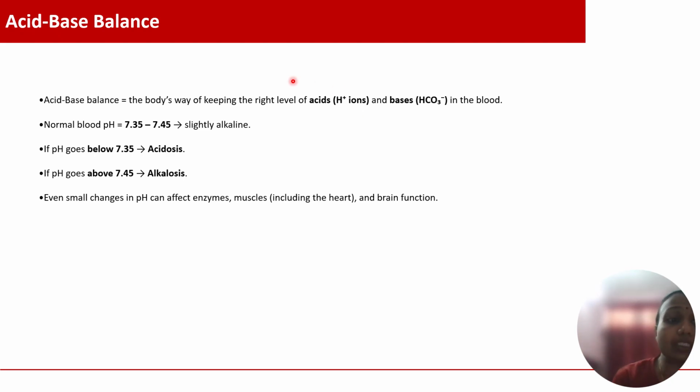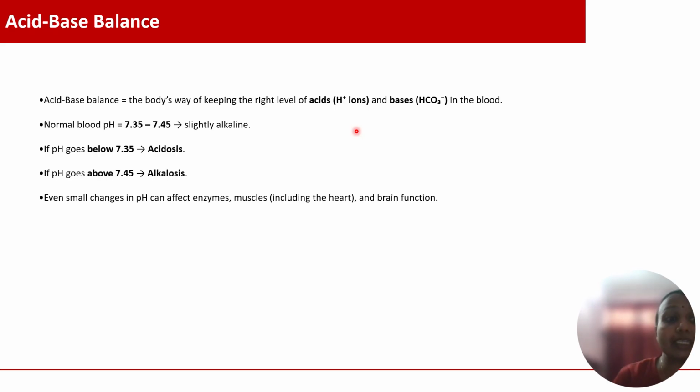If carbon dioxide stays too long inside the body, the blood becomes acidic. If the carbon dioxide leaves, the blood becomes alkaline. So this is a simple thing you can keep in mind, that is how carbon dioxide stays or leaves.